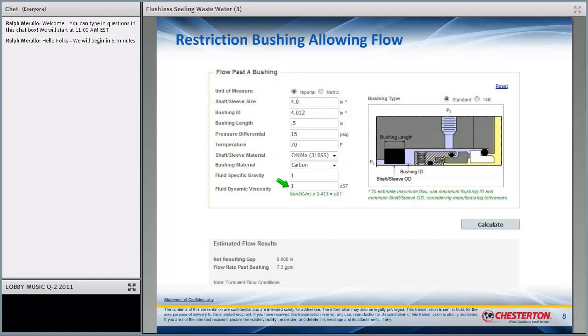Because of these conditions, the gap is 6 thousandths on each side, which makes sense. It all adds up. At higher temperatures, the gap gets smaller. At lower temperatures, the gap gets bigger. So we were able to do the calculation, and this tells us that with a 1/2-inch long bushing, the flow rate is 7.3 gallons a minute. That's kind of our starting point.